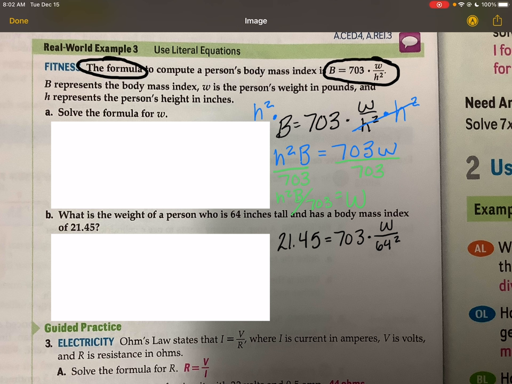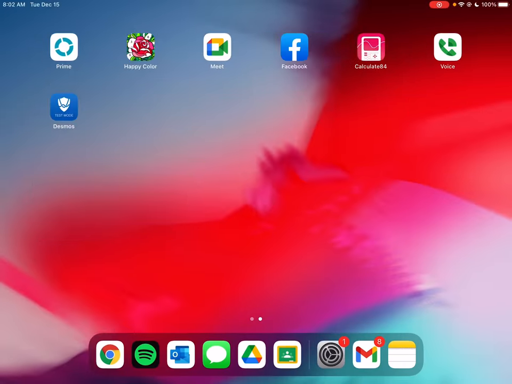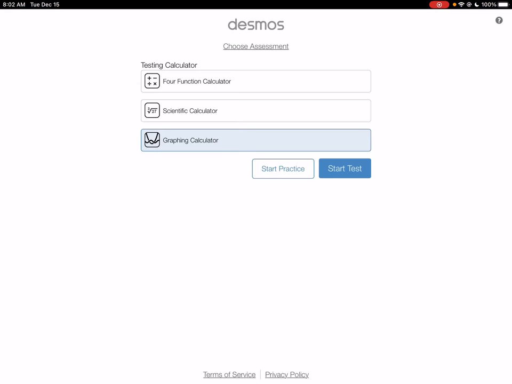I've already done it. So if I use that new equation, this was the original, I would have 64 squared times 21.45 all over 703 is equal to W, which is the variable we're looking for. This is the one that we made from part A. And this is a lot easier to just type into a calculator. So you can just type in 64 squared, and I'll pull up my calculator so you can see it.